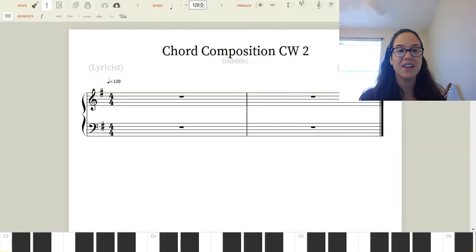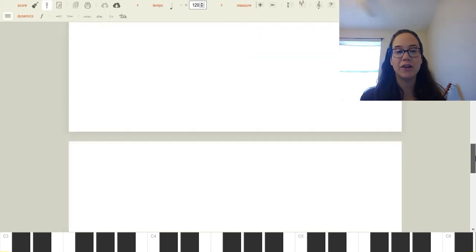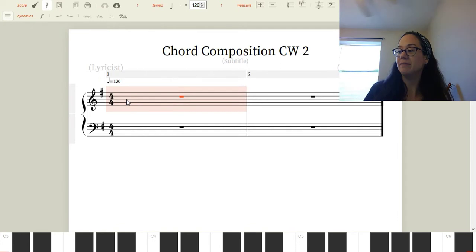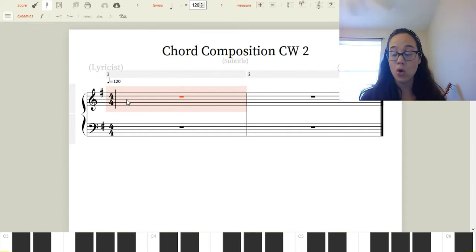So here we have our first key, and although I'm looking at both treble and bass clef here, because I'm going to need them both later for the final key, I'm going to completely ignore this bass clef and just leave it blank. So we are in G major, and we are going to be making, on the treble clef, using quarter notes only, the 1 chord, the 4 chord, the 5 chord, and the 1 chord for our first measure.